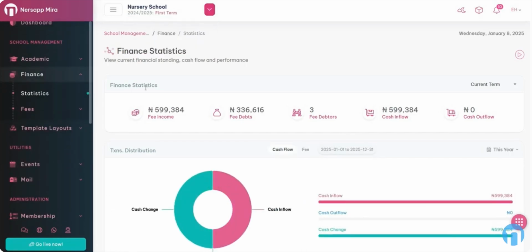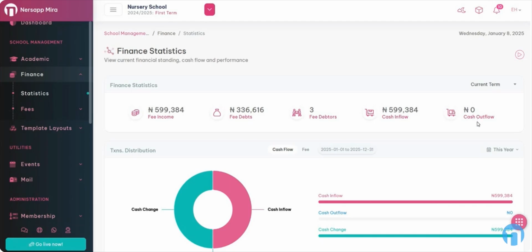So below the financial statistics, we have the fee income, that is the money that came into the school. We have the fee debt, how much is being owed at this current session and term, how many debtors we have concerning fee, and what is the cash flow for the school. For cash flow, we're talking about what came in and also what came out.